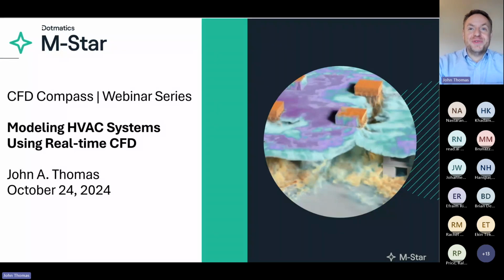As the title suggests, we're going to be talking about modeling HVAC and environmental flows using real-time CFD, specifically M-Star on GPUs. This is a different application than we've spoken about throughout the last year, which typically focused on process simulation or process modeling. One thing I hope you'll see here is how it's all the same thing, right? It's all the same physics governing these transport processes.